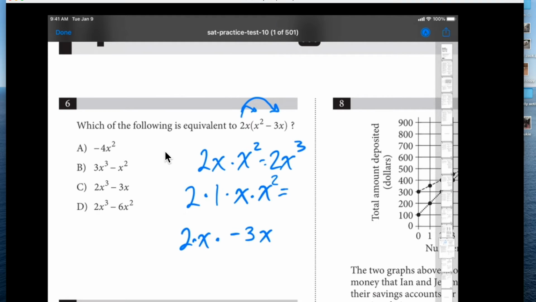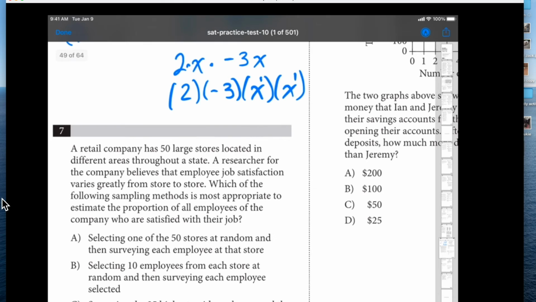So again, you are allowed to redistribute these numbers. If they bother you in this orientation, you can always do this, because multiplication is commutative. So now you're going to have negative 6 here. These become x squared because there's a hidden 1 in both of these exponents. And again, when you're multiplying and you have a common base, you add the exponents. So our answer is going to be 2x cubed minus 6x squared, or D.